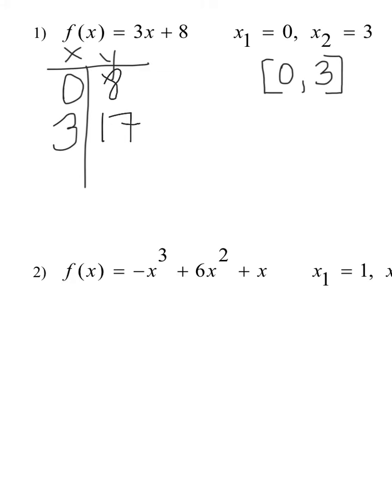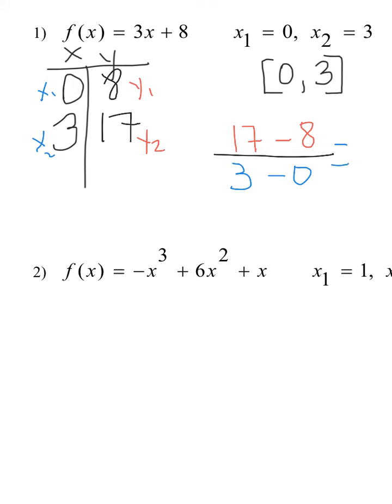Now I'm going to use my slope formula to determine the slope of this line. This is my x1, this is my x2, this is my y1, and this is my y2. My formula for slope is y2 minus y1 divided by x2, which is 3, minus x1, 0. What I should get, believe it or not, is this 3 right here.